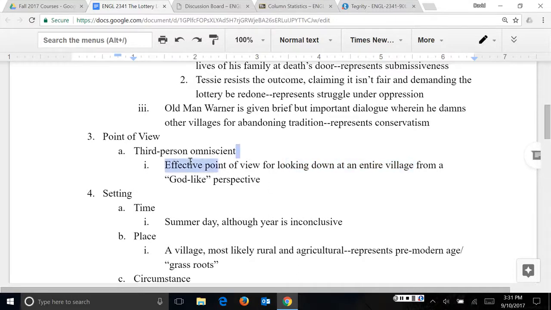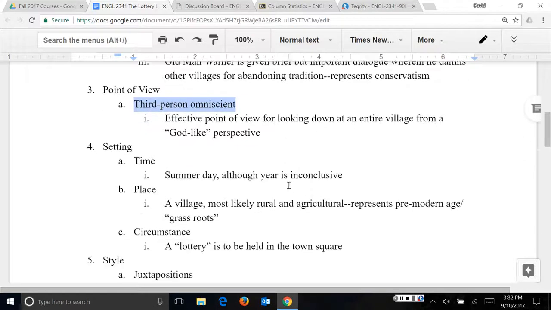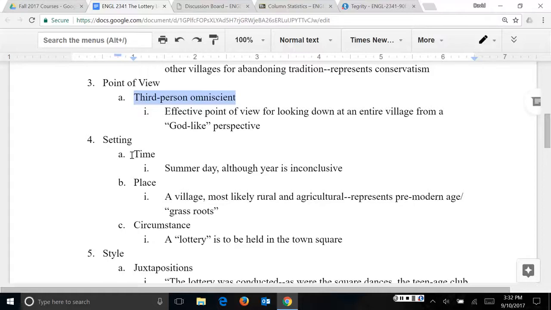And so again, this story would have been very different if it was limited to one of the characters, either in first person or in third person limited. And of course, it would have been a very different story if it was in second person. And then we get to the setting. And I usually divide the setting into three sections. There's time, there's place, and there's circumstance, right?